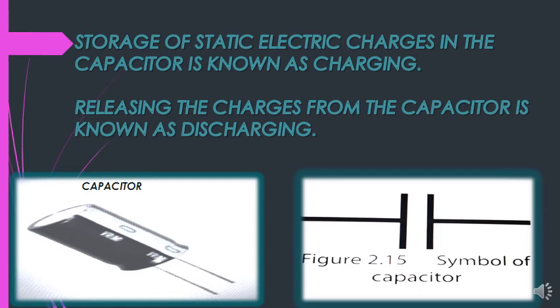So in this figure we can see a capacitor, and this figure shows us the symbol of a capacitor. Details like chargeable voltage, positive terminals and negative terminals, and the maximum capacity that can be stored are mentioned on most of them.